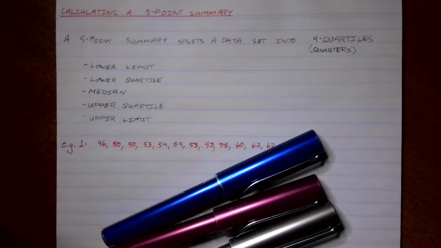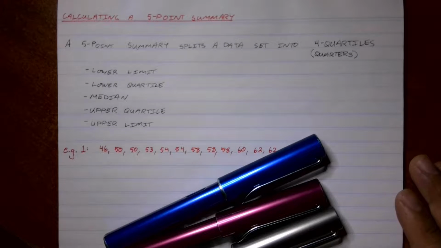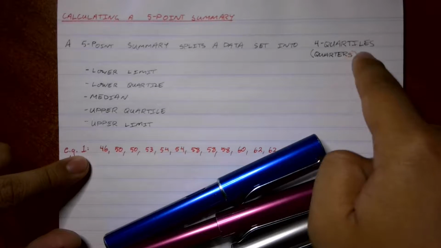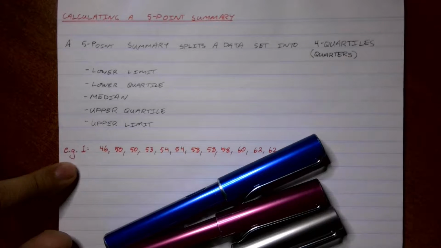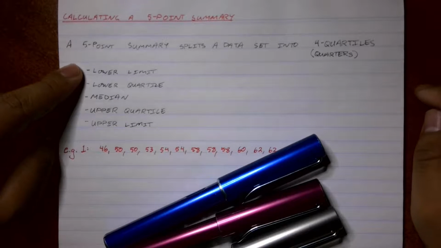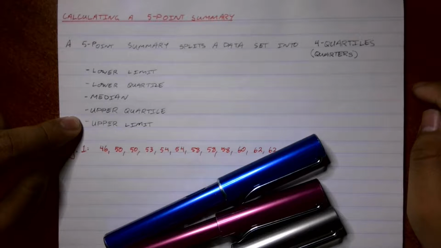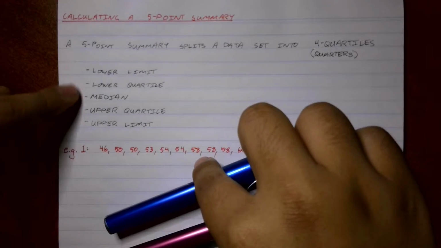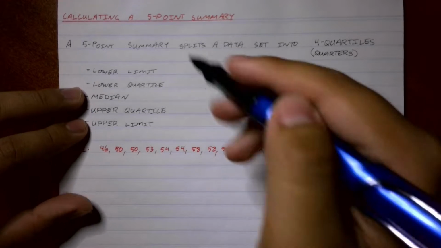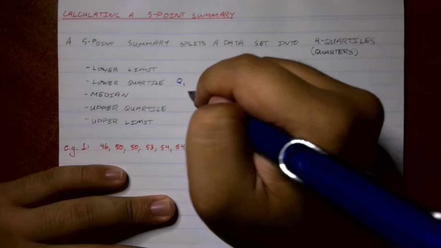Hello class, this is a video tutorial on calculating a 5-point summary. A 5-point summary splits a data set into 4 quartiles, and you can think of quartiles as just quarters. The 5 points that we'll be calculating are listed here: lower limit, lower quartile, median, upper quartile, and upper limit. And these three in particular, lower quartile, median, and upper quartile, are given special symbols, not too creative.